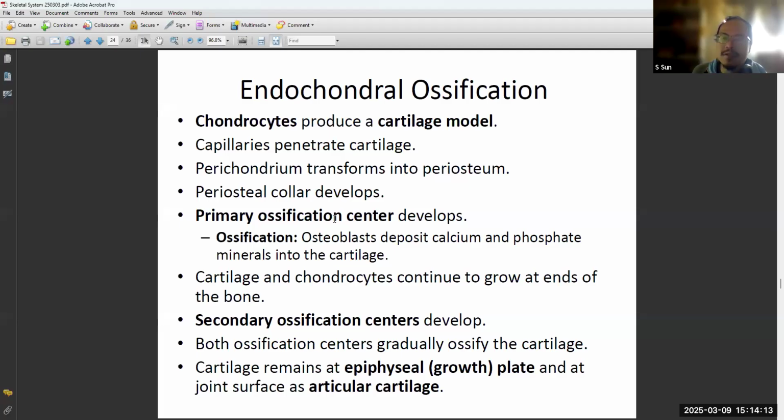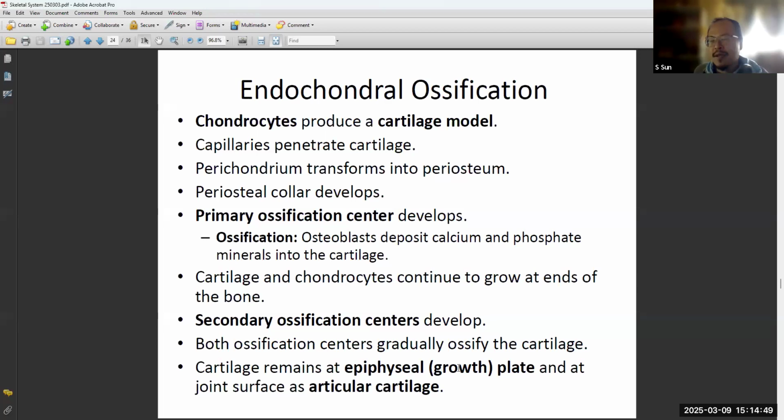And then primary ossification centers form because of the osteoblasts coming in, and at the same time it will start to harden where they are located, but the cartilage and the chondrocytes keep on pushing to both ends. Later, the secondary ossification develops in the two ends, and the primary and the secondary will meet in the epiphyseal plate.